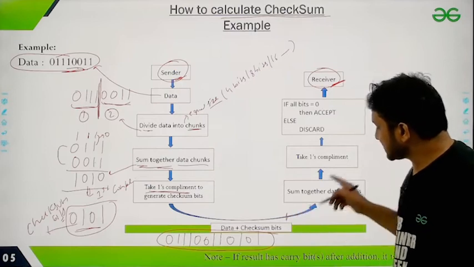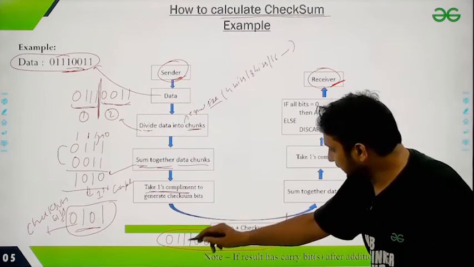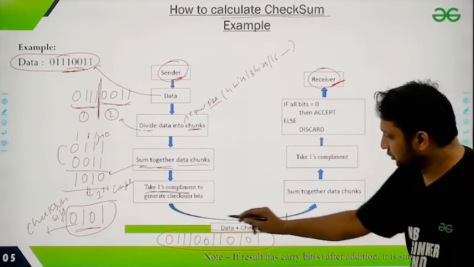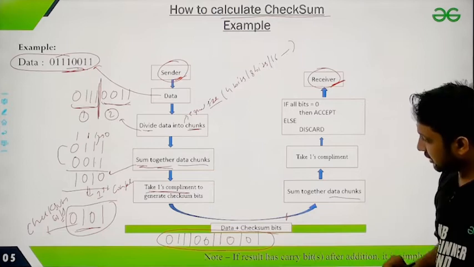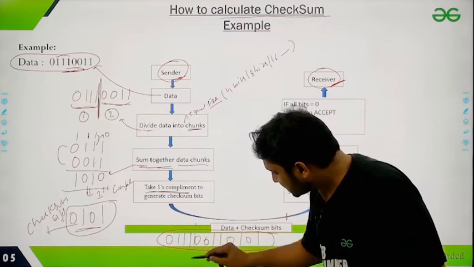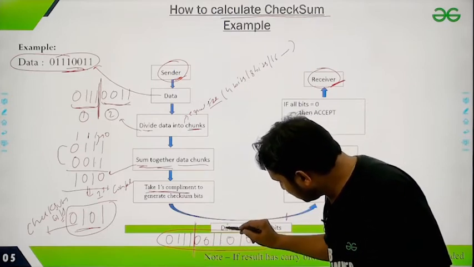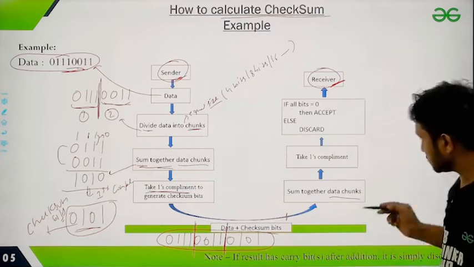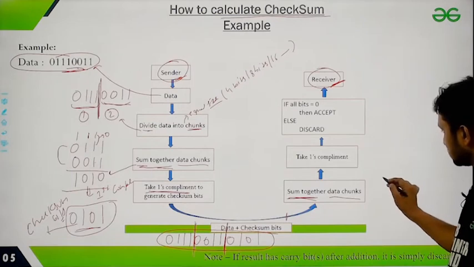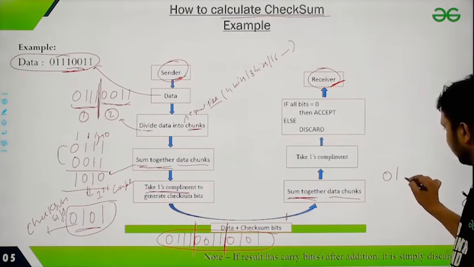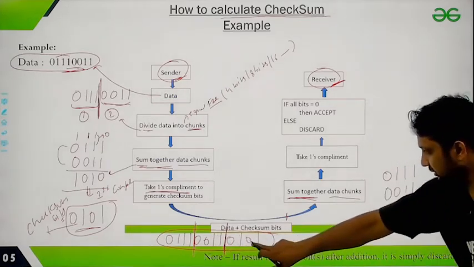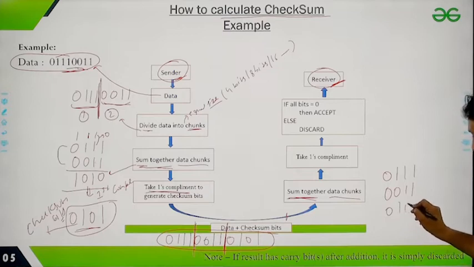At the receiver side we will again divide this complete code word into data chunks. We are dividing into 4 bit chunks. One is this and the other one is this, up to here. We need to sum together all the data chunks at the receiver side. So let me sum together. 0111, another chunk is 0011, another chunk is 0101.